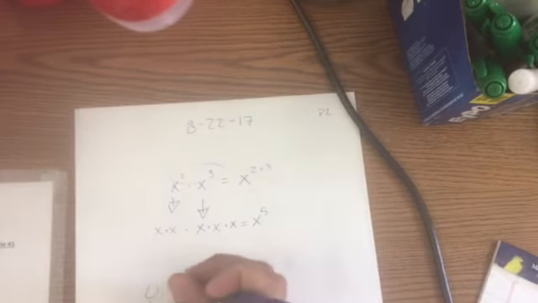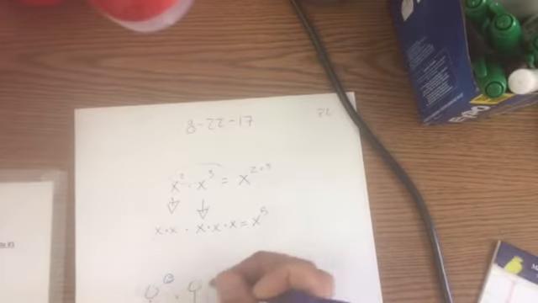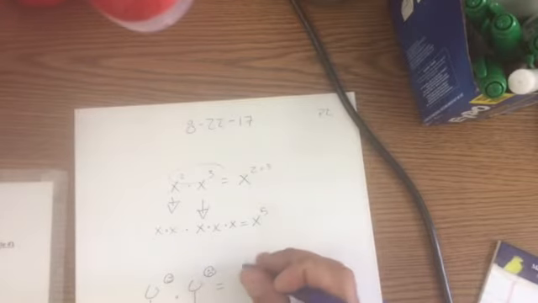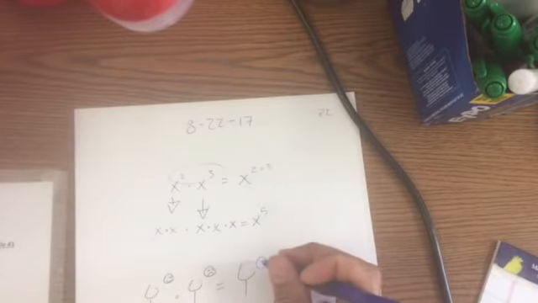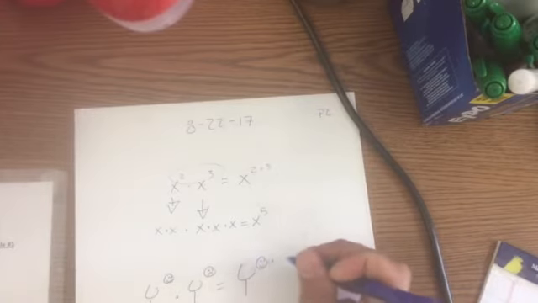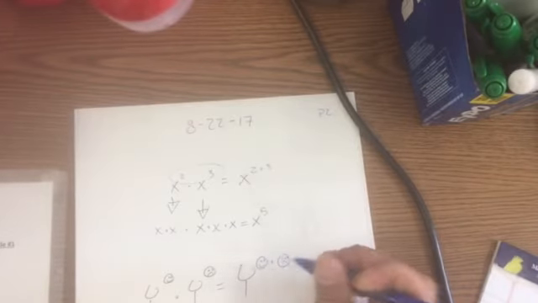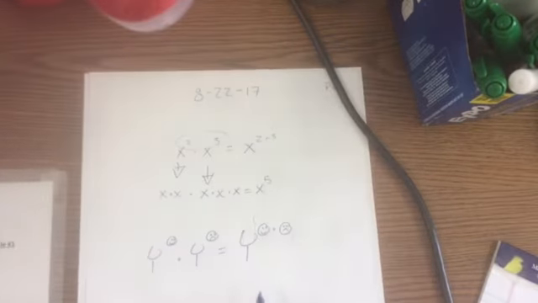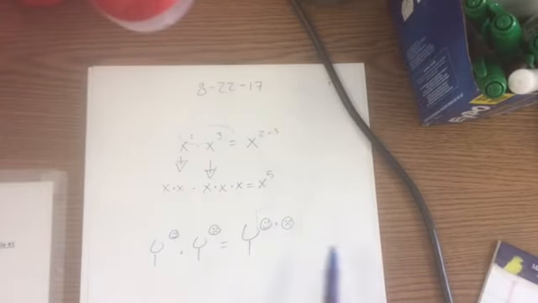So if I had something that told me y to the smiley face times y to the sad face, all I'm going to do is add those guys together. So it's going to be y to the smiley face plus sad face. So these are still up in the exponent. The base remains the same, and I add those two guys together. So that's simplification on this guy.